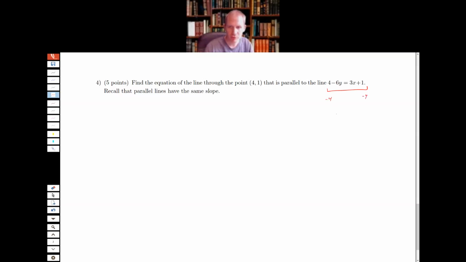So we'll subtract 3x from both sides. So negative 6y equals negative x plus 1, and then divide both sides by negative 6. So y equals 1/6 x minus 1/6. And I can see that the slope of this line is negative 1/2. So now we're saying find the equation of a line that goes through the point 4, 1, and that has slope negative 1/2.